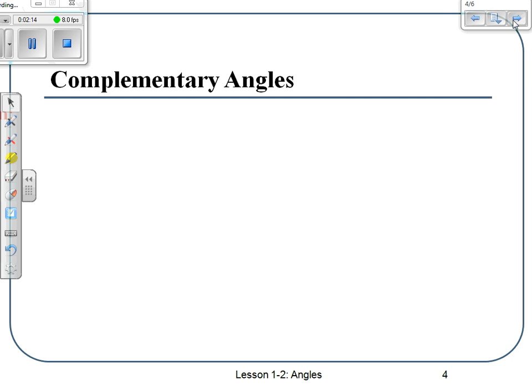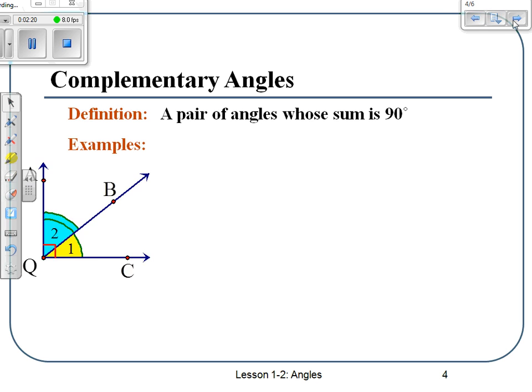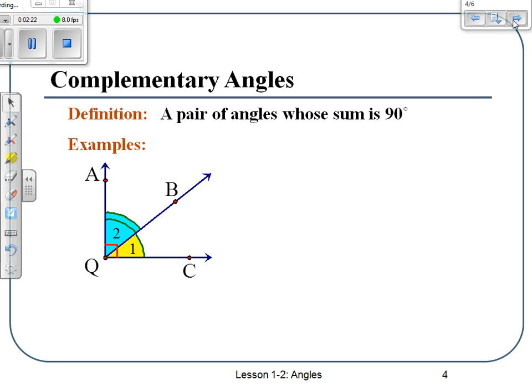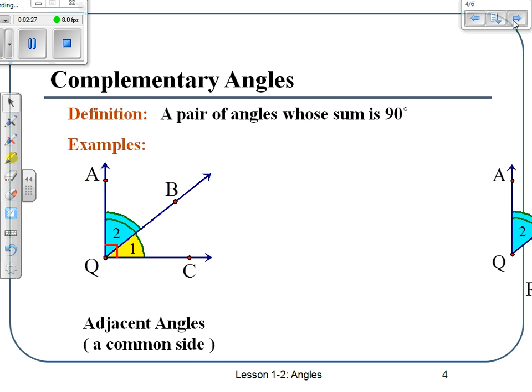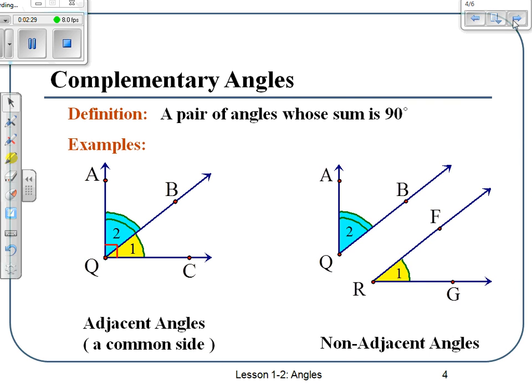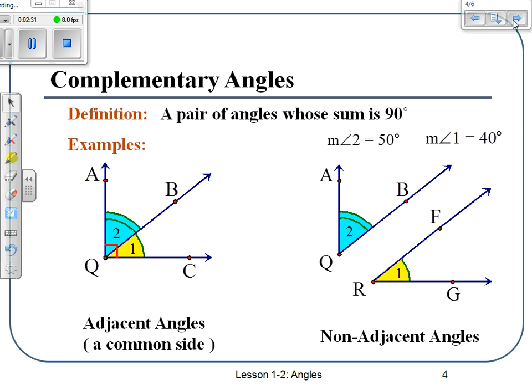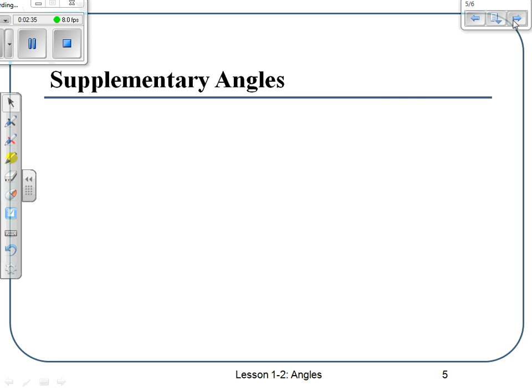Complementary angles. Definition: a pair of angles whose sum is 90 degrees. Examples: we can have adjacent angles that are complementary, and we can also have non-adjacent angles that are complementary. They do not have to be touching. They do not have to be adjacent in order to be complementary.